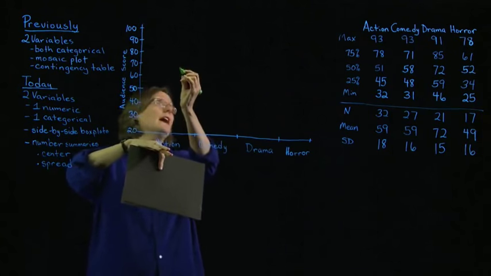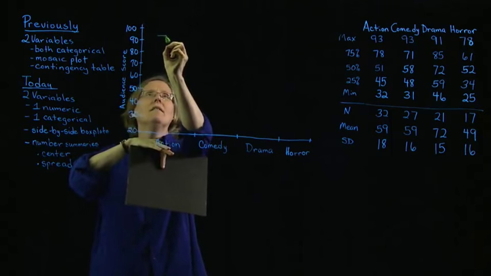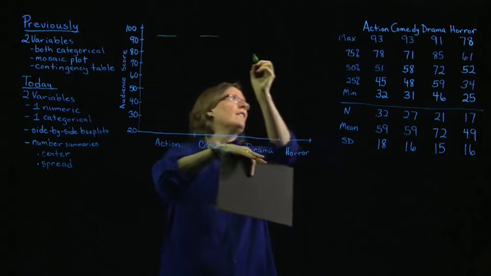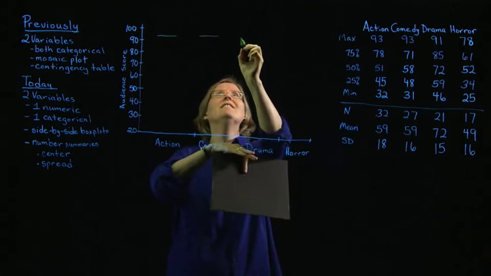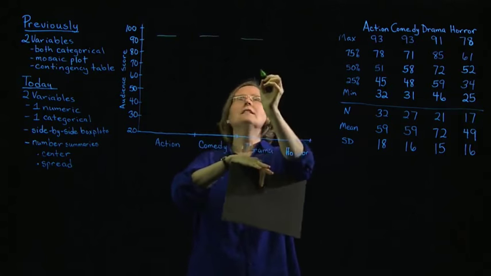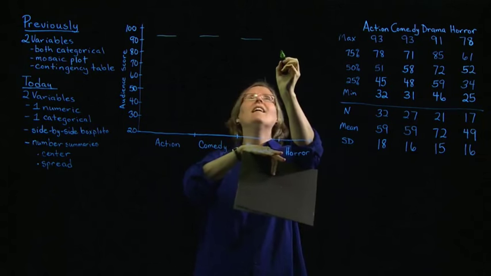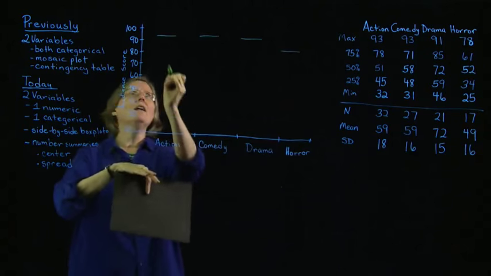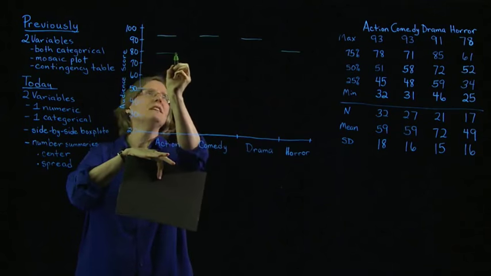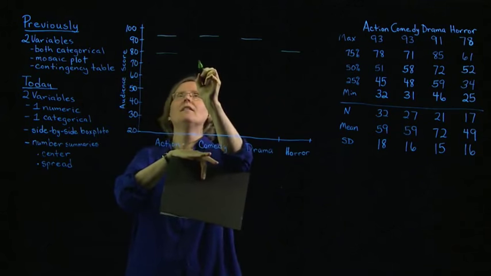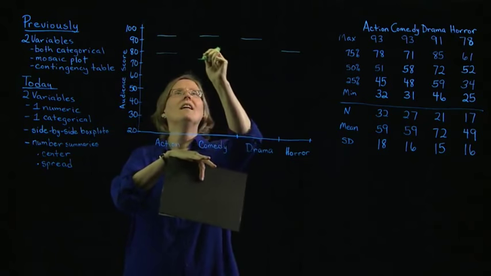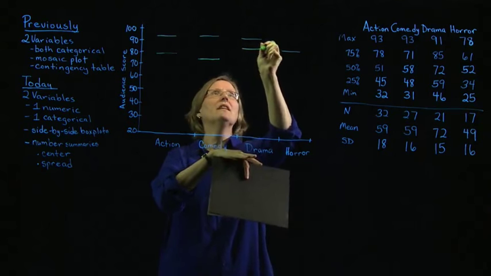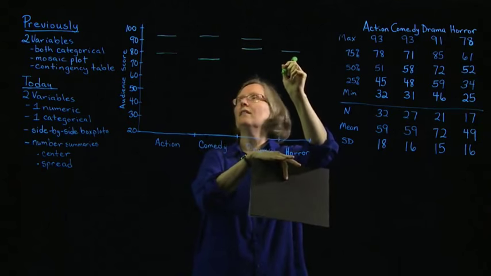The max for the action movies was 93. For comedies was 93. For drama, 91. And for horror, 78. The 75th percentile was 78 for action movies, 71 for comedies, 85 for dramas, and 61 for horror.